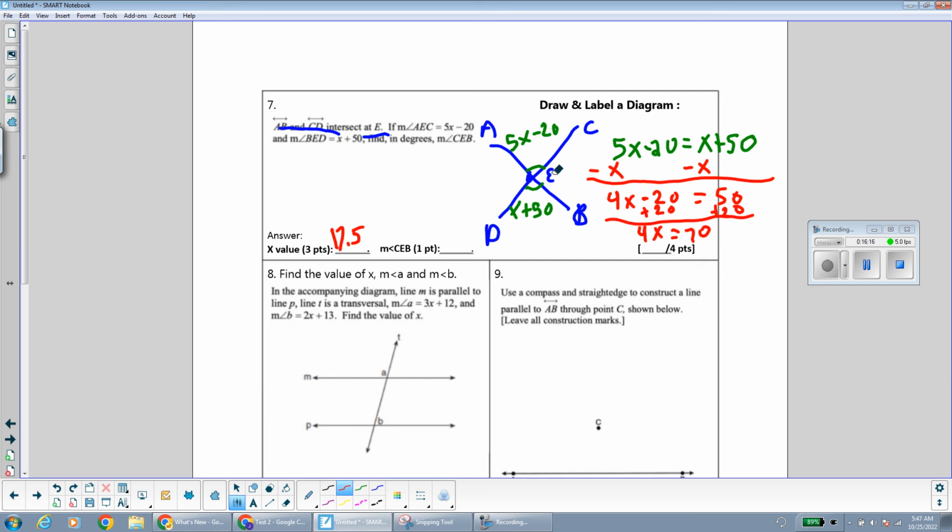Then it asked you to find CEB. So I'm just going to plug in here because these are congruent. So 17.5 plus 50. I found that this angle is 67.5. But we're looking for the one next to it.